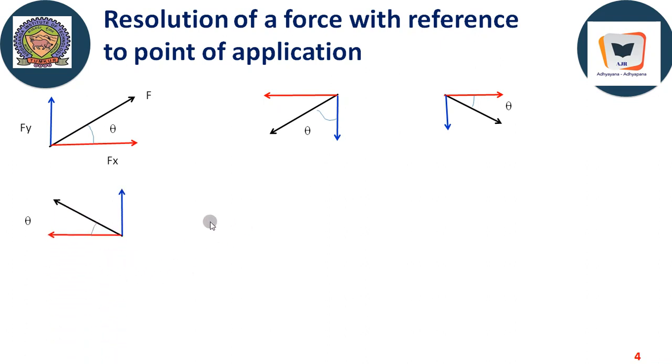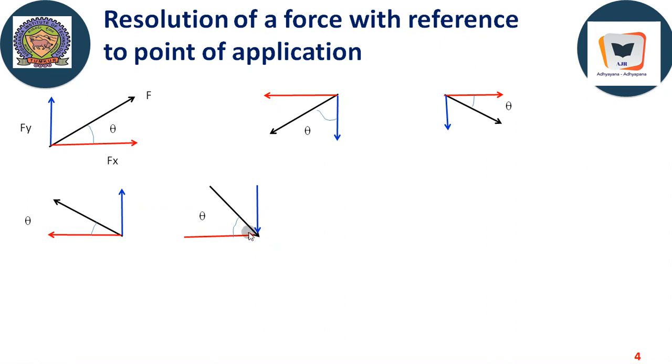Like this we can draw several examples in order to reinforce our understanding about the resolution of force. If this is F sin theta and this is F cos theta, here the horizontal component is negative because it's going left, and this is the vertical component which is positive.